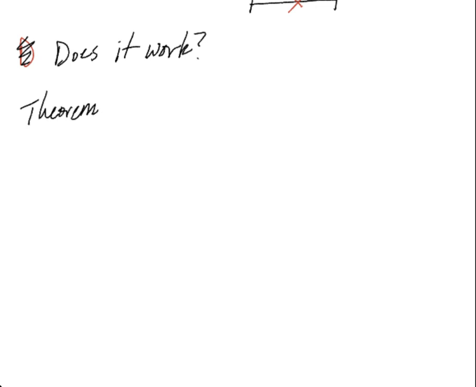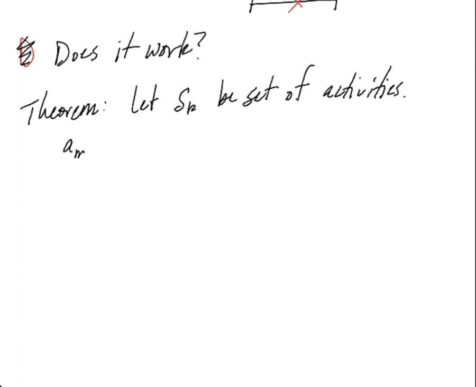So, I say that it finds the optimal solution. We need to prove it. So, does it work? Here's a theorem. Let S sub k be a set of activities. And let some activity A sub m be in S sub k, and let it have the earliest finish time.